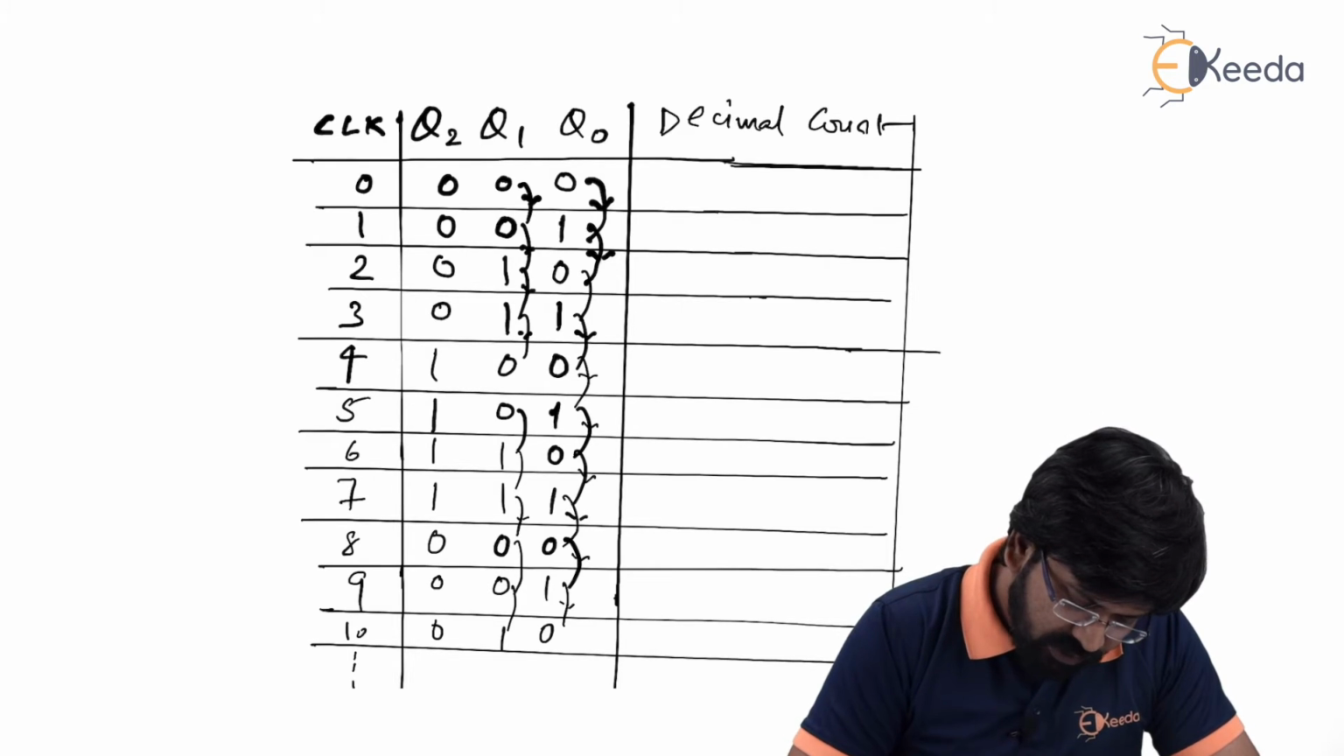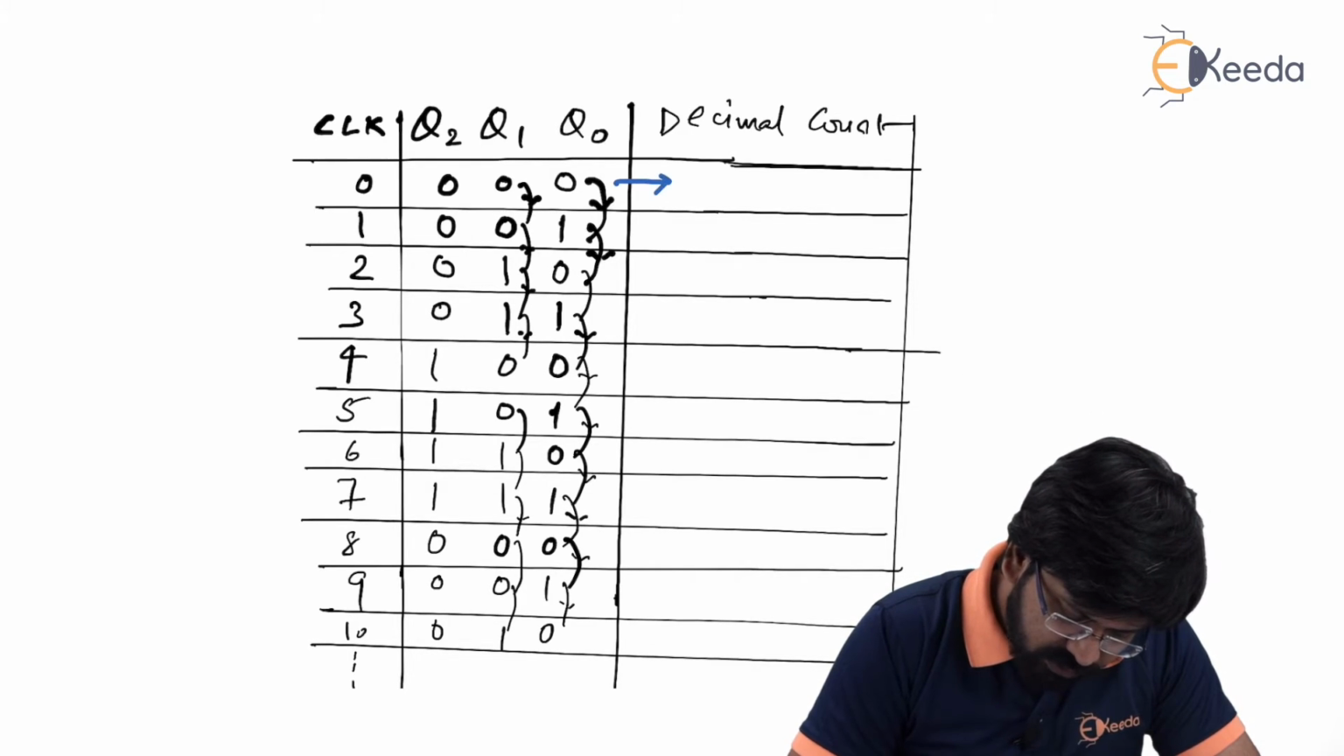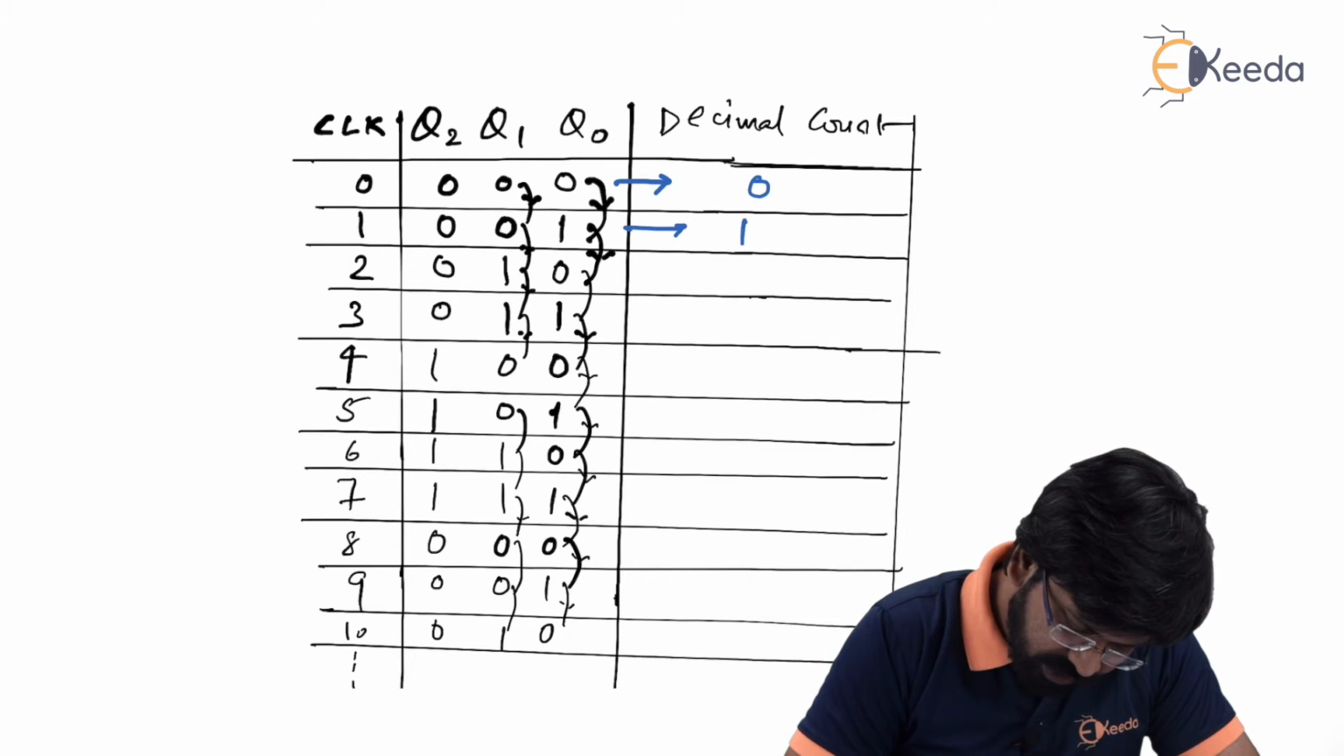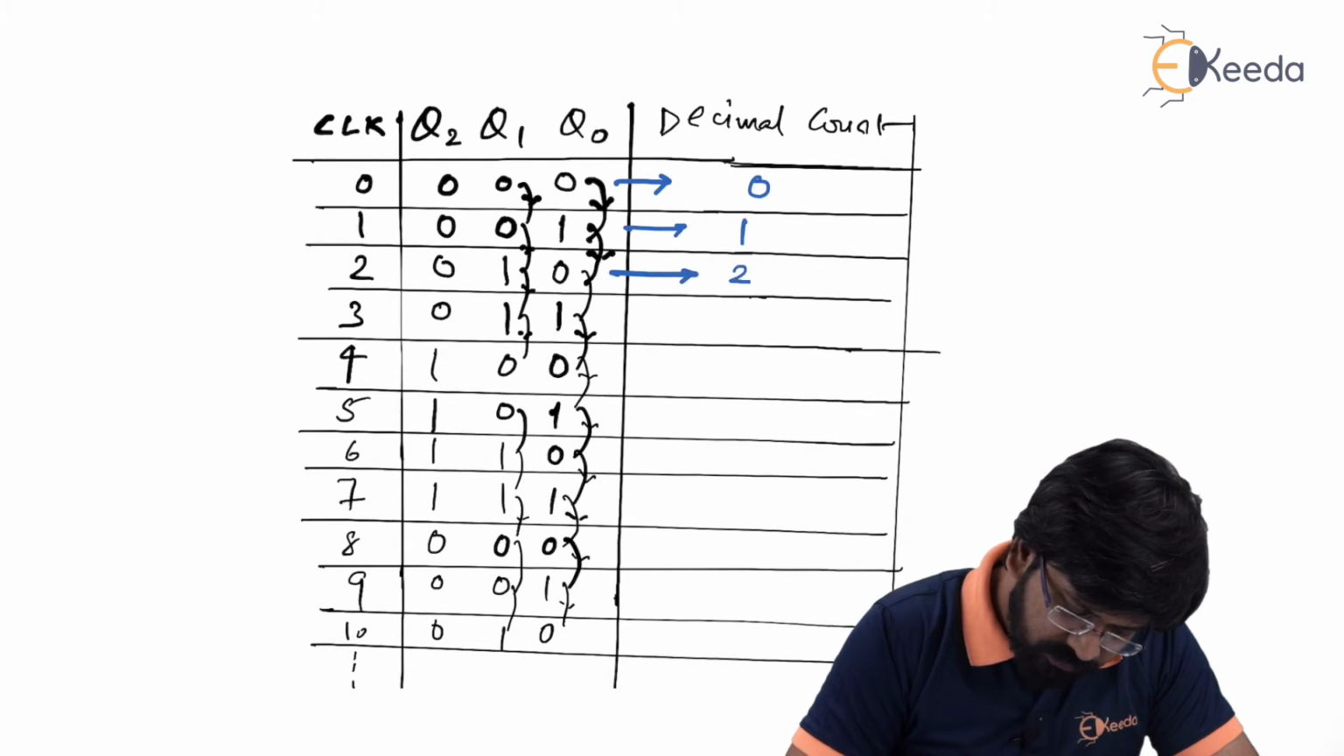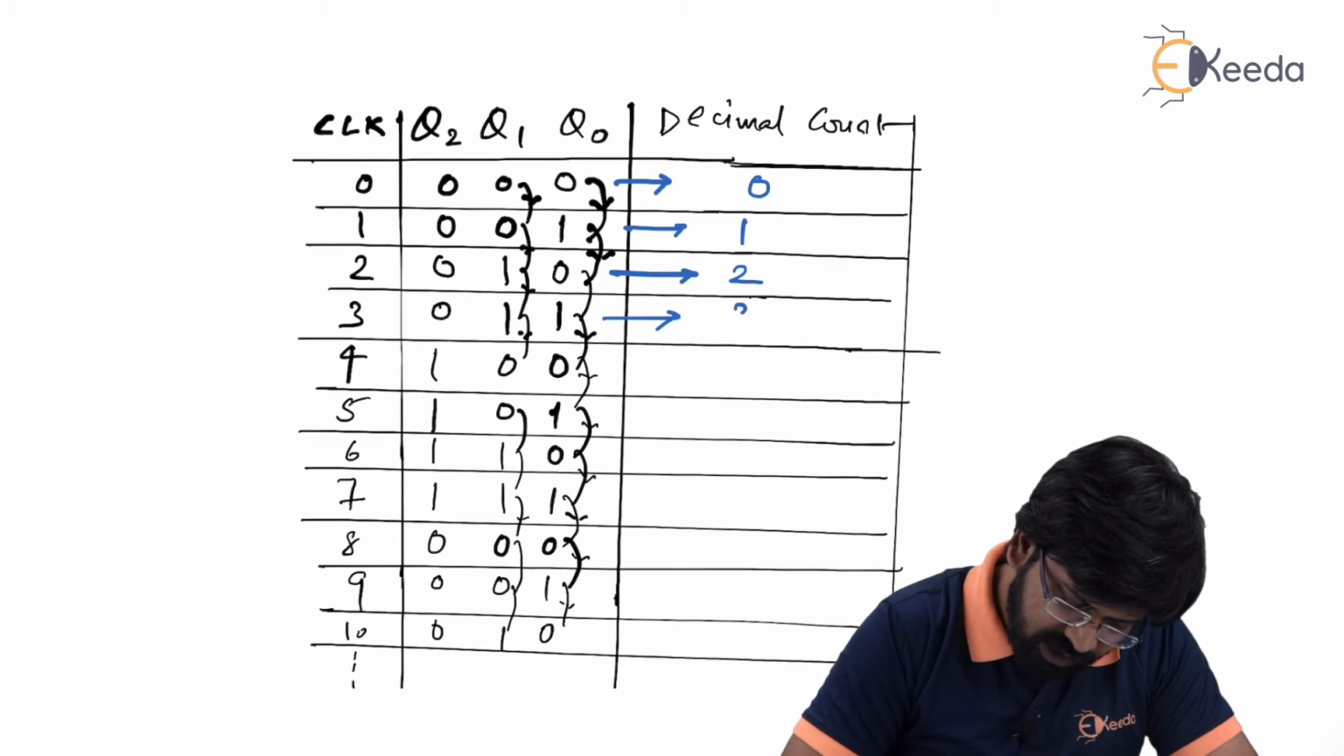and now let us justify why it is called an up counter. So now you can refer to 000. If you convert this into decimal, you will get 0. For 001, it is 1. For 010, you are getting 2. For 011, of course, it is called 3.